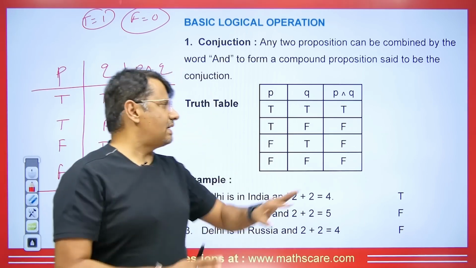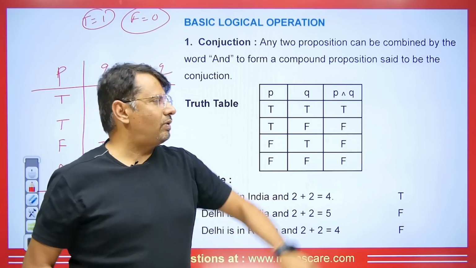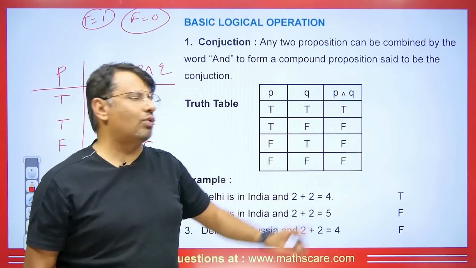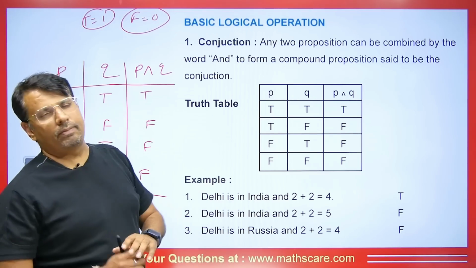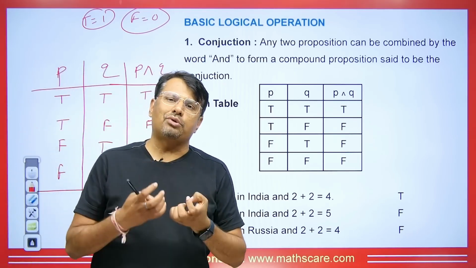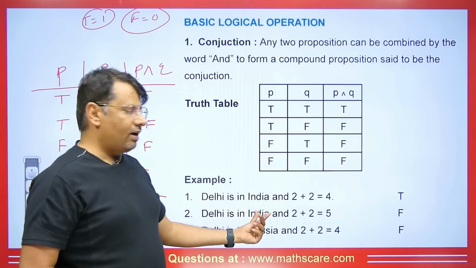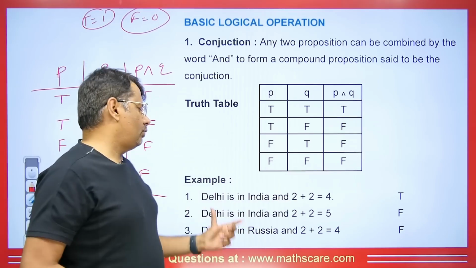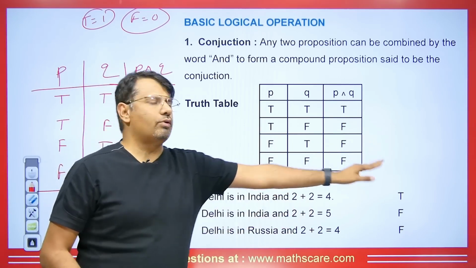So whenever we get the word AND, we will understand it as multiplication. In the case of disjunction, we will denote it by OR, and in that case, we will take the sum. I will explain it later. Now let me give you an example. You understood conjunction, but when you see this statement in the future, how will you understand it quickly? Like if it is said that Delhi is in India and 2 plus 2 is equal to 4. Here this one is a true statement and this statement is also true.